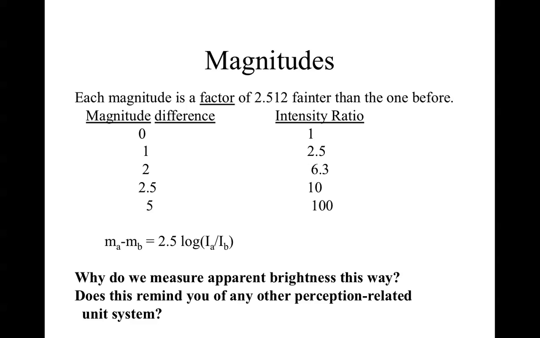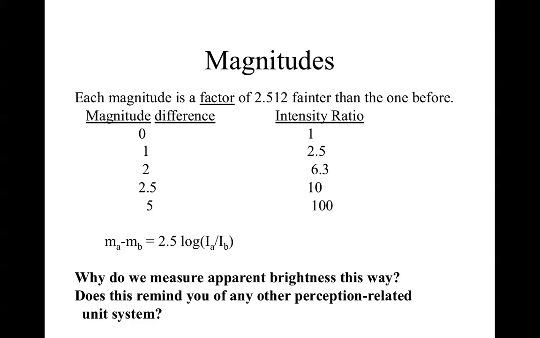The formula that you can use to derive the magnitude difference from the intensity is that the magnitude of star A minus the magnitude of star B is equal to 2.5 times the logarithm of the ratio of the intensities. So for example, if star A is 100 times brighter than star B, then I have the log of the intensity ratio, log of 100, which is 2, and 2.5 times 2 is 5.